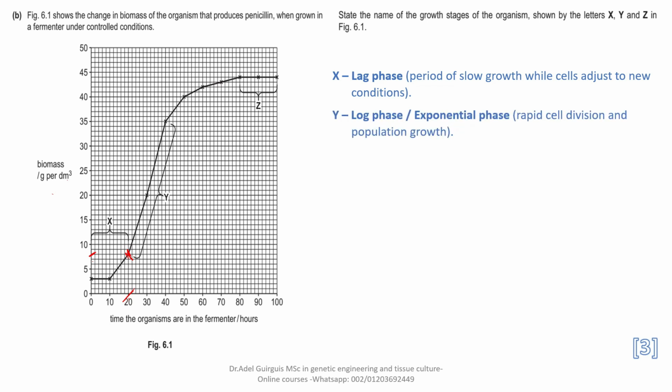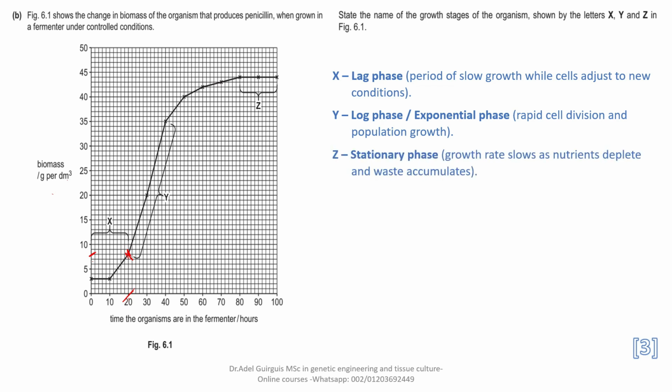While Y, logarithmic or log phase, exponential phase, rapid growth, steep growth, rapid cell division and population growth. Why? Because the penicillium cells, as multicellular, find all the nutrients, all their requirements of oxygen, of nutrients like glucose, like a source of nitrogen, to form new cells and start dividing at a rapid rate, by mitosis.